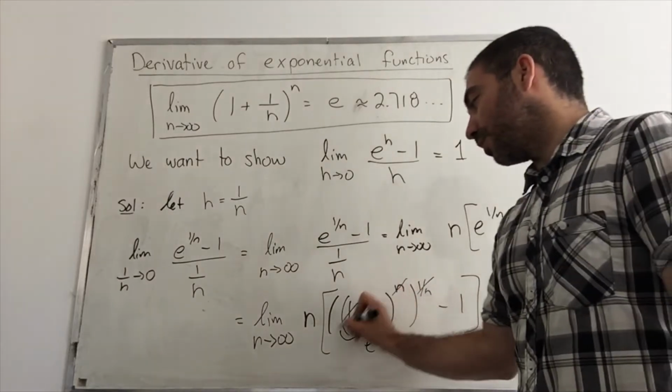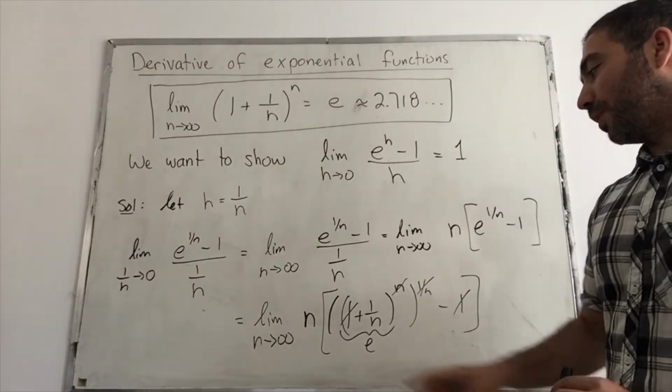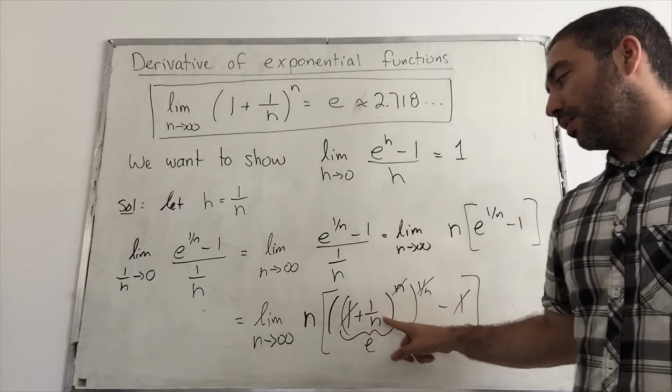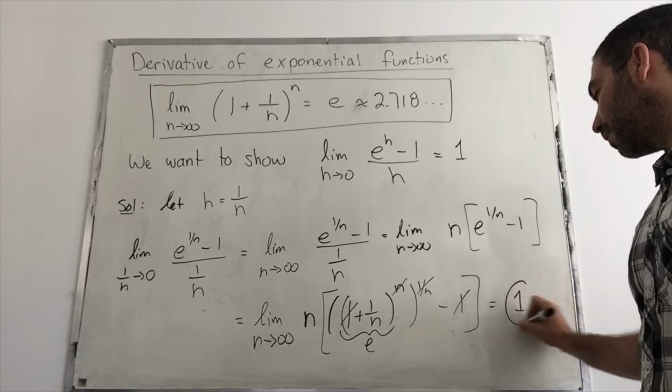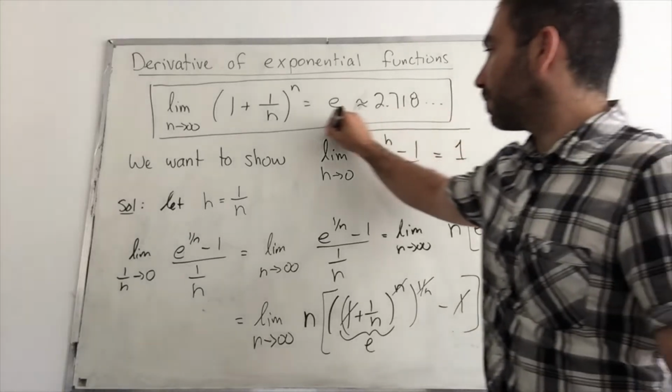So the 1's cancel as well. And what we're left with is n times 1 over n. N times 1 over n, this whole thing just equals 1. And this is the limit we wanted to prove.